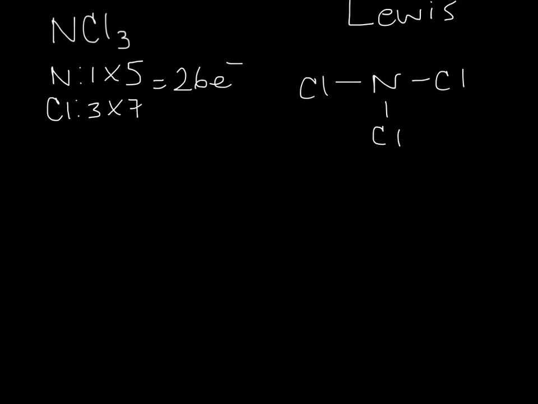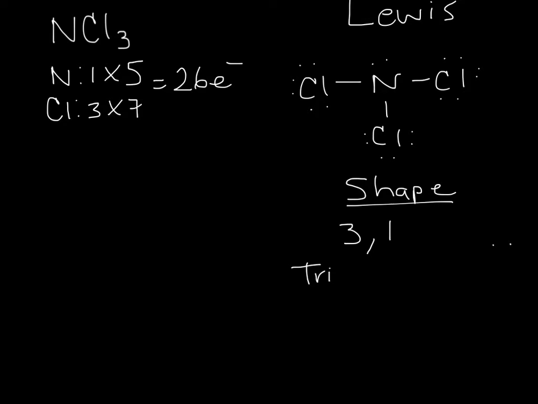We have 6 electrons so far. We need to have 26. Now that we have the 26 electrons, we can get the shape of this particular molecule. We have 3 bond pairs and 1 lone pair, and this is called trigonal pyramidal.